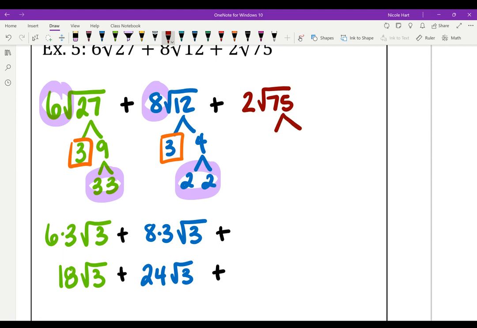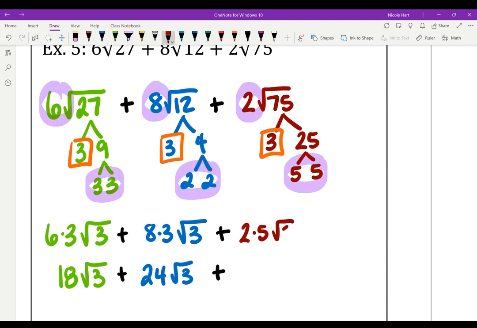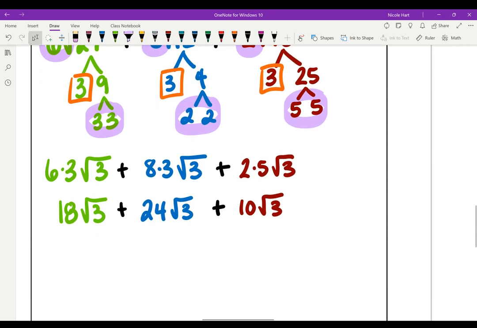Lastly, we have this 75. 75 is divisible by 3, and that gives us 25. So we have 5 going outside with this 2, and a 3 staying inside. So we have 2 times 5, root 3. 2 times 5 is 10, root 3. And if we add these together, 18 plus 10 plus 24, we get 52 root 3.